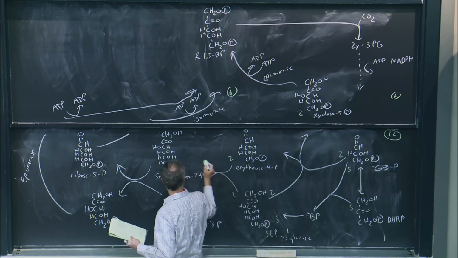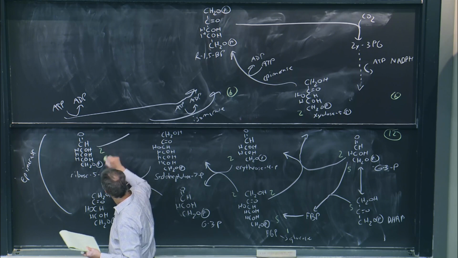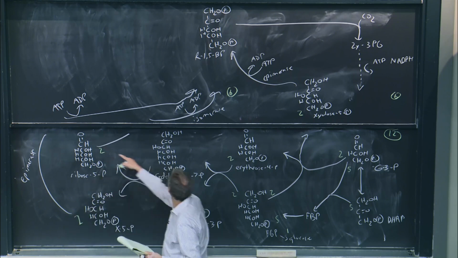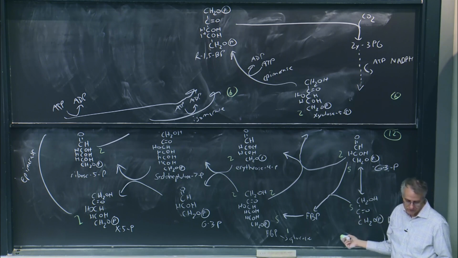I can carry this through. 2 of these and 2 of those is 2 of these and 2 of those, 2 of these and 2 of those. So I end up with 2 here, 2 here. That's 2, 4, 6 5-carbon units, ending up as ribulose 1,5-bisphosphate.